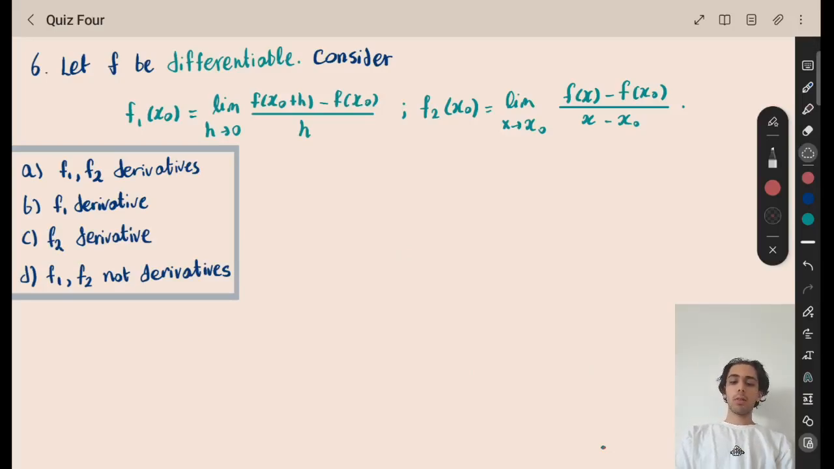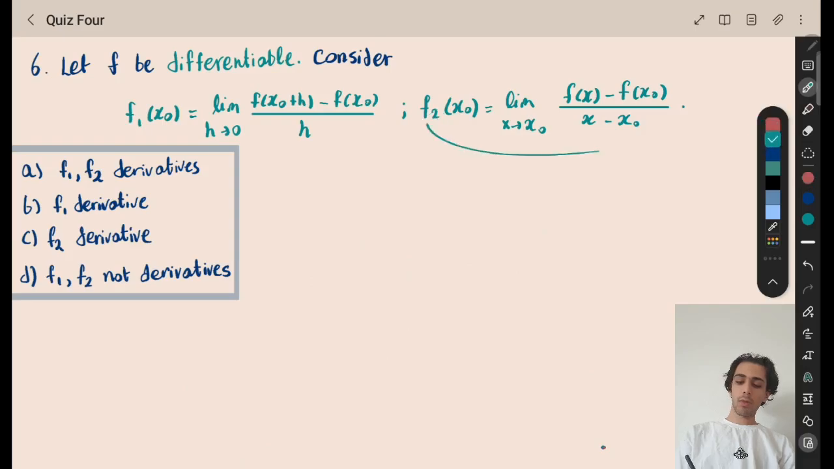Let's consider these two expressions. I almost blew the answer here. Here we want to find out whether these two expressions are derivatives or not. This is the first expression, this is the second expression.